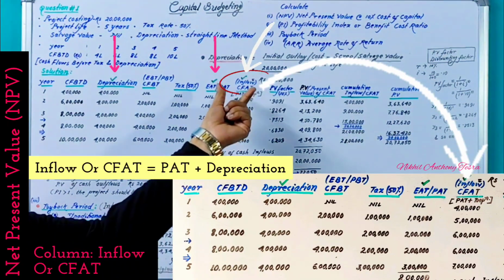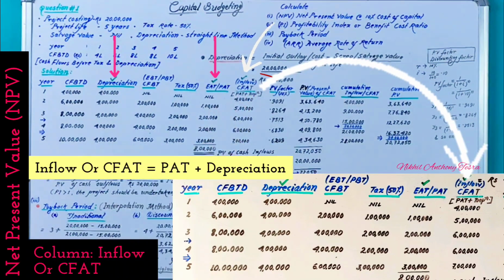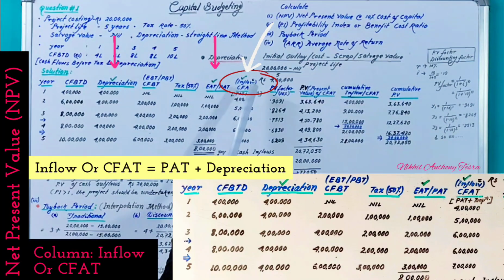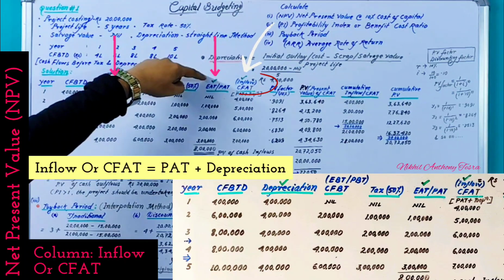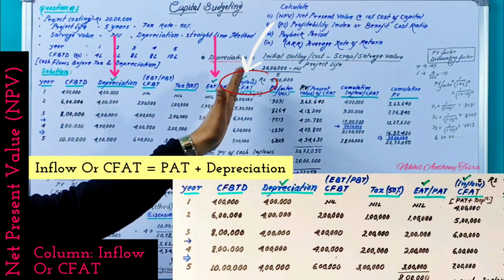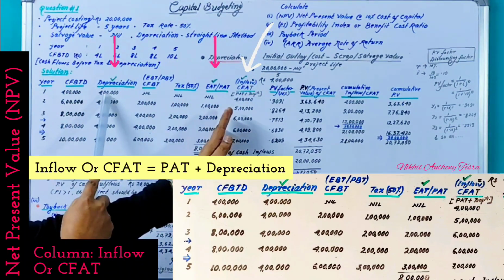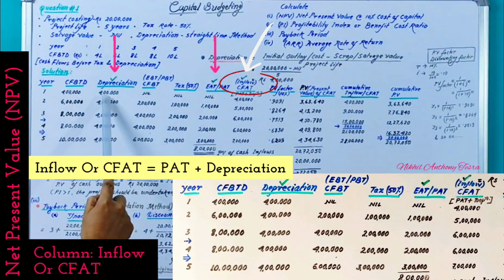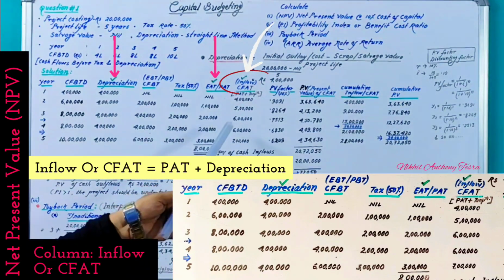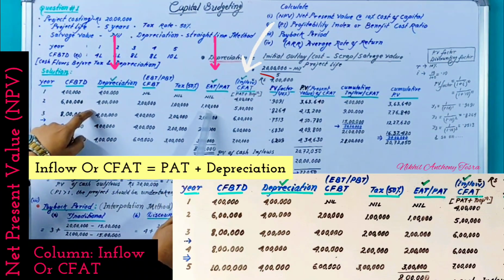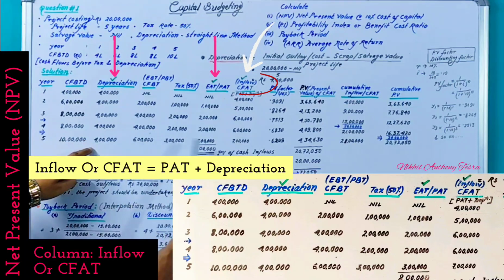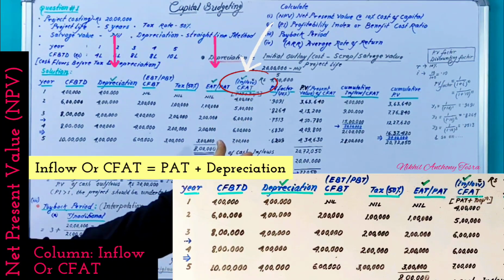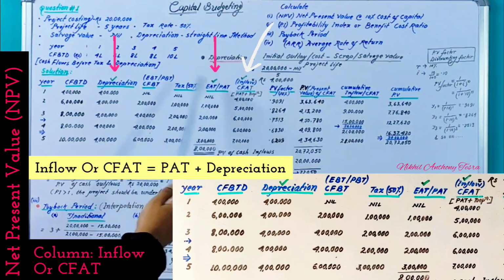We will open the column inflow, that is cash flows after tax. The formula of cash flows after tax or inflow is PAT plus depreciation. Here we have the depreciation column and the profit after tax column, so the addition of these two would be our inflow. In the first year, depreciation is 4 lakhs and profit after tax is nil, so 4 plus nil equals 4 lakhs. In the second year, 4 lakhs plus 1 lakh is 5 lakhs. Then depreciation 4 lakhs and earning after tax 2 lakhs would be 6 lakhs. 4 plus 2 is 6 and 4 plus 3 is 7 lakhs. So the inflow column we have calculated. Inflow is profit after tax plus depreciation.